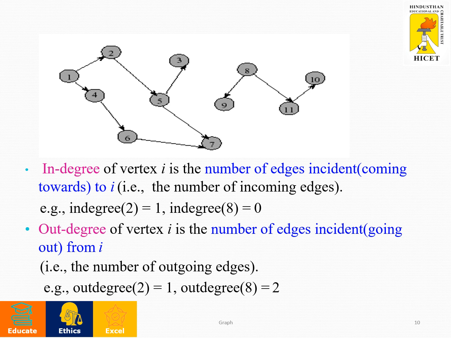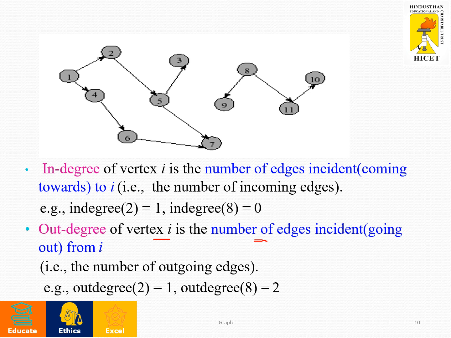Similarly, you can see here in degree for 2. How many incoming edges? Incoming edges for 2 is only 1, from 1 to 2 only. So in degree for 2 is 1. Similarly, in degree for 8 in this example. Are there any incoming edges here? No, there are no incoming edges. So in degree of 8 is 0.